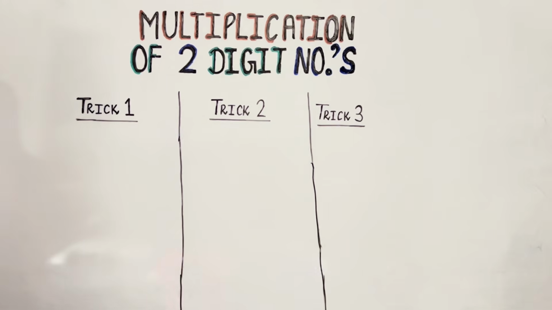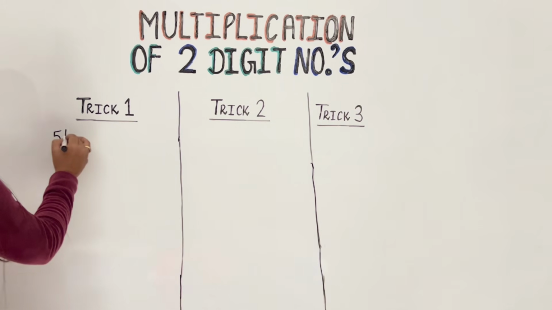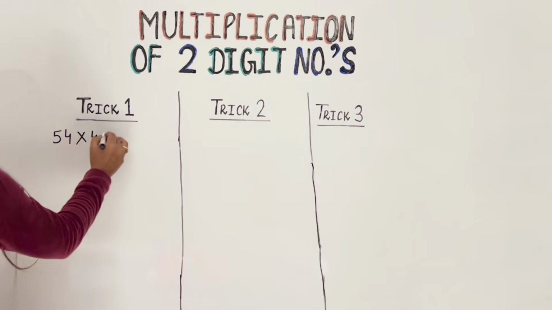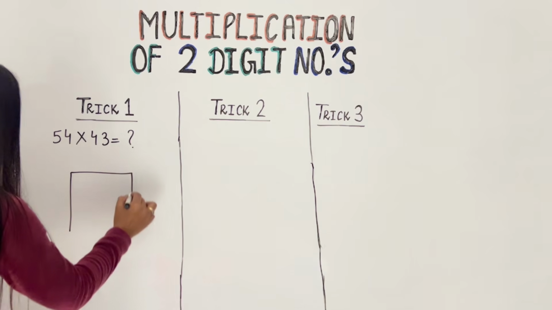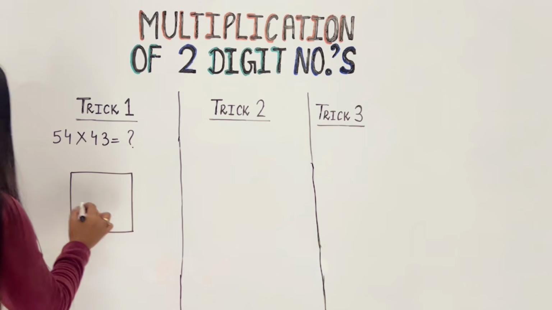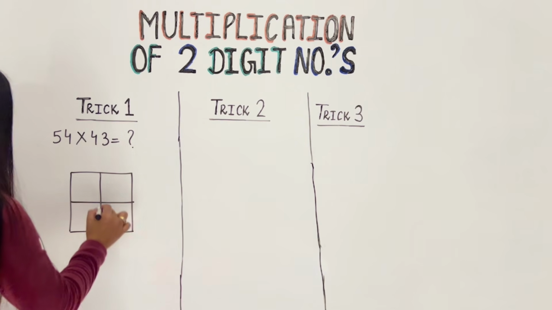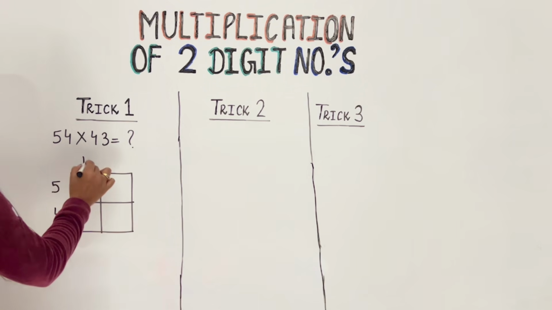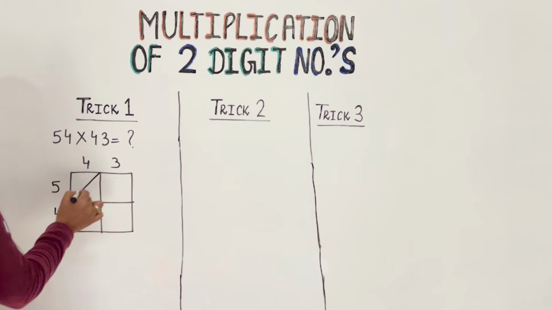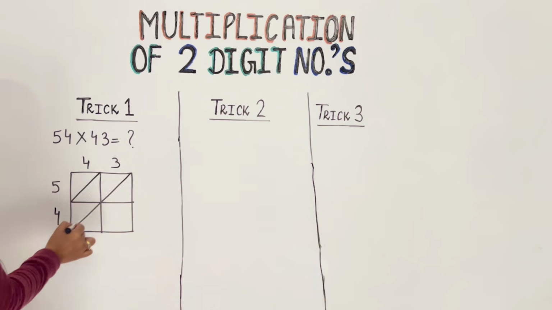Hello everyone, today in this video we'll learn tricks for multiplication of two-digit numbers. For this we have three tricks. Suppose we have to multiply 54 into 43. So in the first trick we have to make a square first and then divide this square in four parts. One number you have to write vertically and the other number you have to write horizontally. And then you have to draw three lines like this.